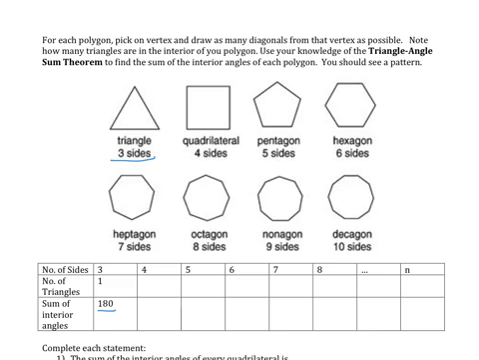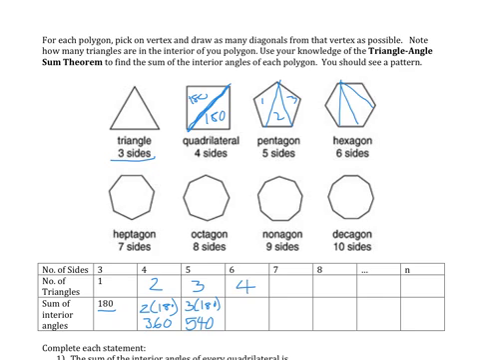With a quadrilateral, we could think of it this way: it has one diagonal and it separates it into two different triangles. Each triangle has a sum of 180, so the sum of the interior angles is 2 times 180, or 360. For the pentagon, I'm going to draw two diagonals to separate it into 1, 2, 3 triangles. So it'd be 3 times 180, which is 540. The hexagon separates into 4 triangles. 4 times 180 is 720.